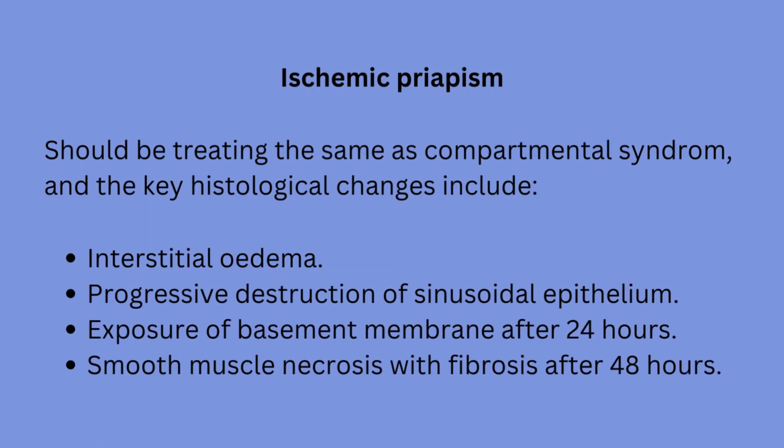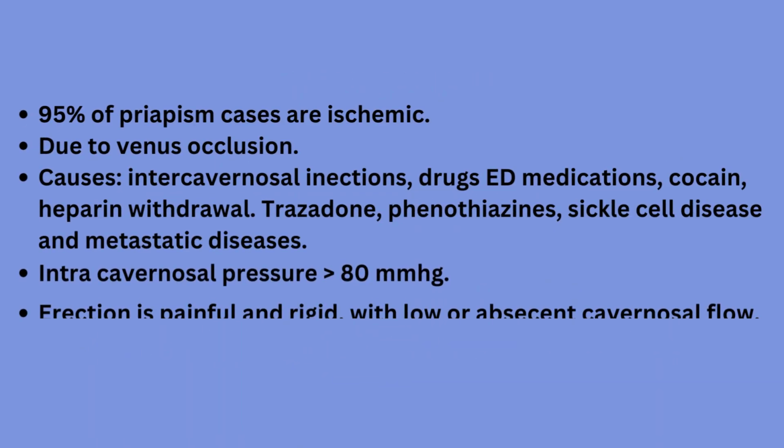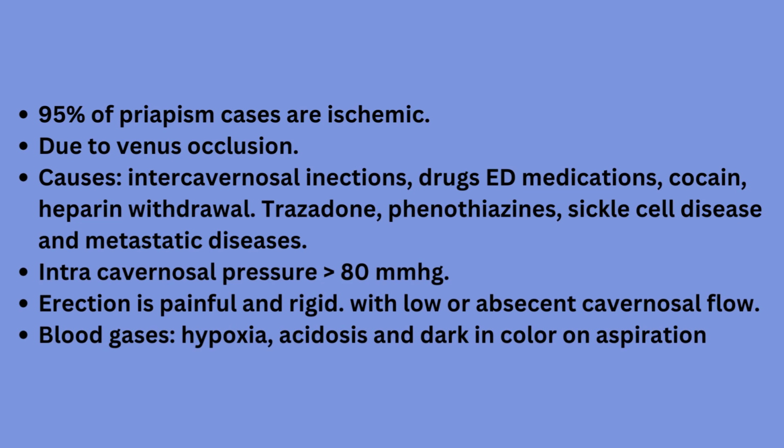Ischemic priapism should be treated the same as compartment syndrome, and the key histological changes include interstitial edema, progressive destruction of sinusoidal epithelium, exposure of basement membrane after 24 hours, and then smooth muscle necrosis with fibrosis after 48 hours. 95% of priapism cases are ischemic. And this is due to venous occlusion.